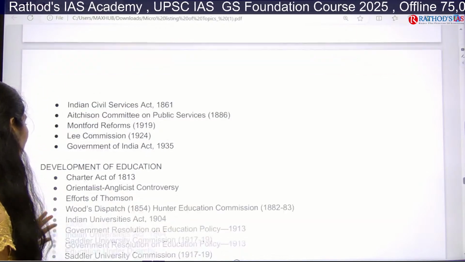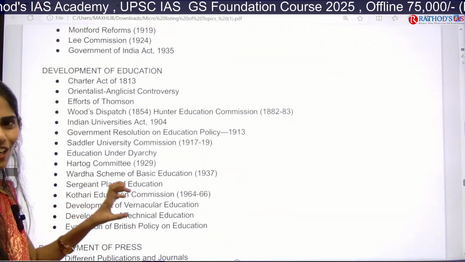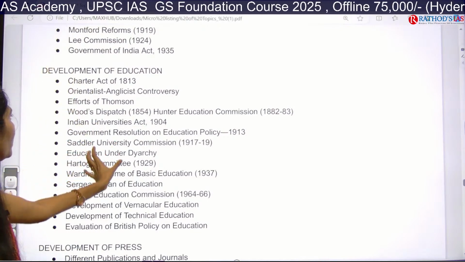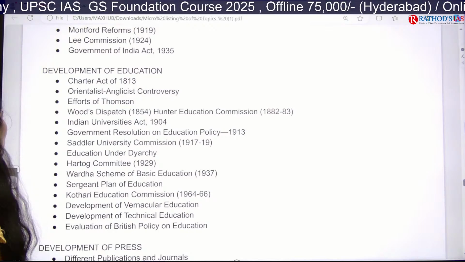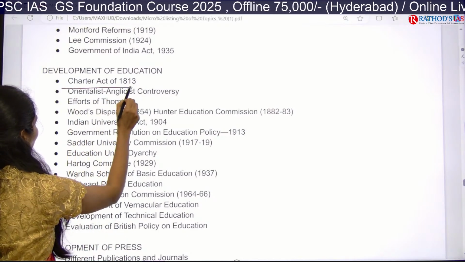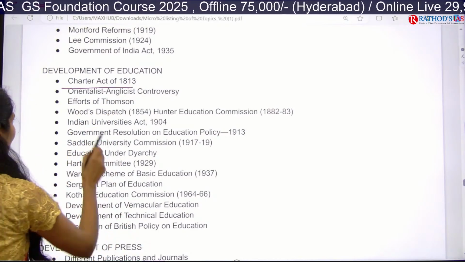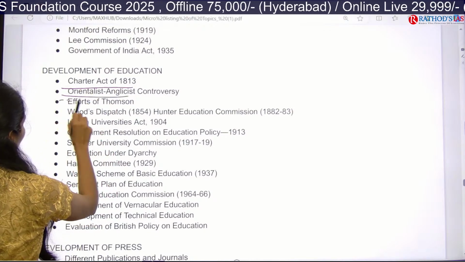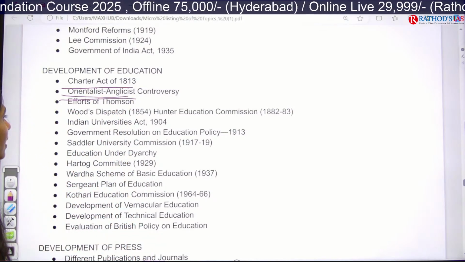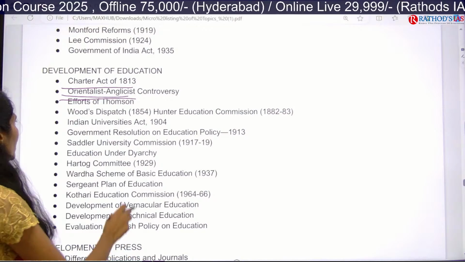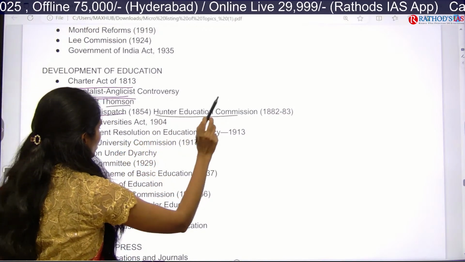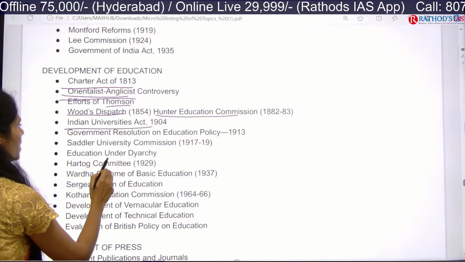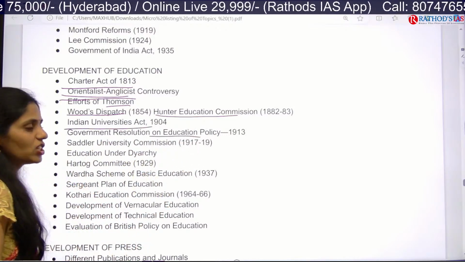And the next one is development of education. I did a lot of research and I kept all the things related to education in this part. Regarding education, we have the Charter Act of 1813, the Orientalist and Anglicist controversy, the Thomson Wood Dispatch, the Hunter Education Commission, the Indian Universities Act, and also the education policy.